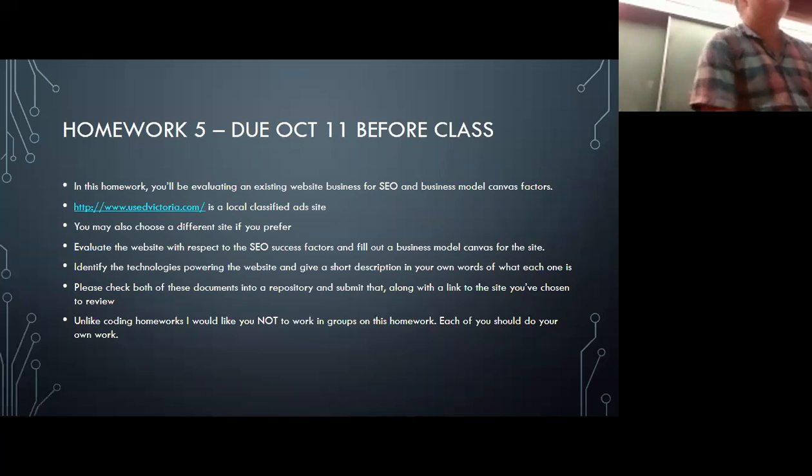Questions about homework? Yeah. How many success factors are you expecting? Small handful. It's hard to give an exact number because some sites may really lend themselves to here are all the dozen things that are wrong with it, this success factor, this success factor, this success factor. Others might have just one or two that really stand out. As long as you've got a small handful, then I'm happy.